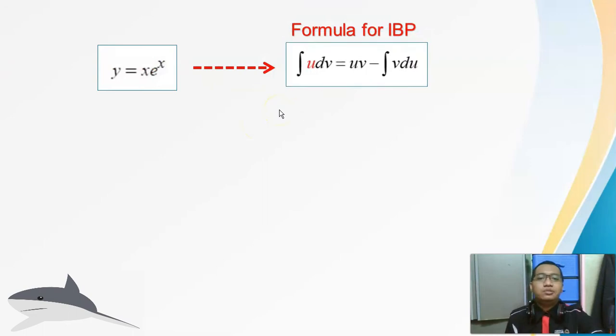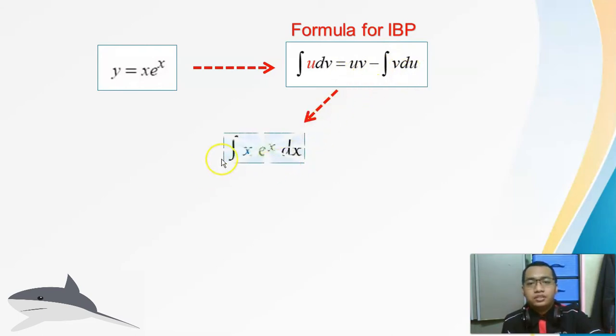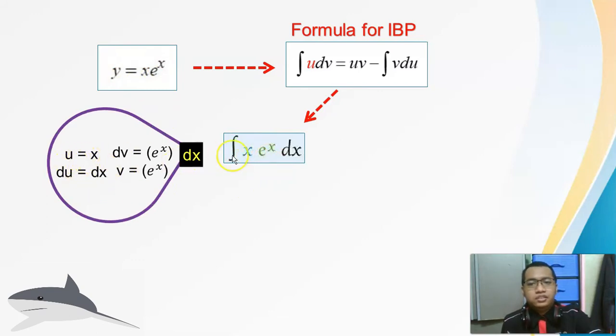So we must use the formula of integration by parts, which is integrate u dv equals uv minus integrate v du. We use this to integrate this function. The u is x and dv is this e to the power of x. Then du equals, we differentiate this x and we get 1 dx, and v is e to the power of x.